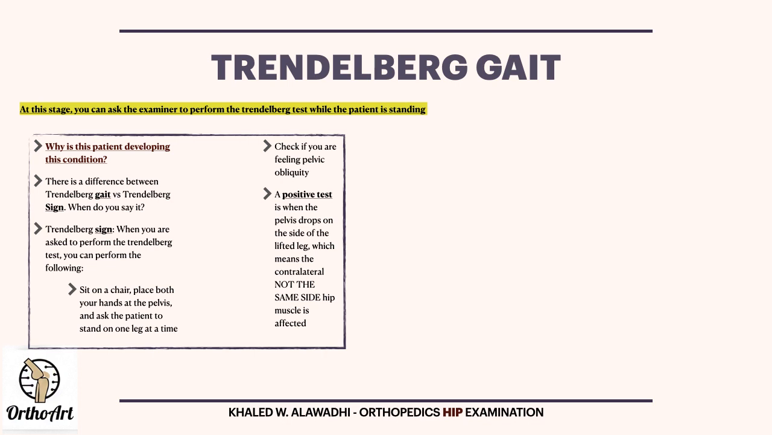Now, a positive test is, let's say this muscle has weakened or there's an injury to that nerve, which is the superior gluteal nerve. The pelvis will drop at the side of the lifted leg, which means the contralateral side, not the same side. This is a very important hip muscle, the gluteus medius, that is affected.